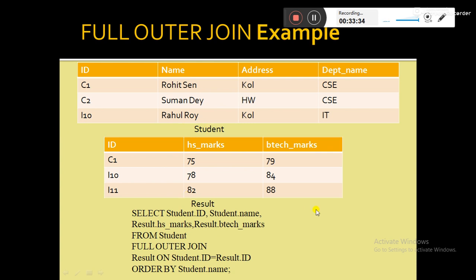So how many records will be there in full outer join? 3 from student, and out of 3, C1 and I10 are common, so total records: one for C1, one for C2, one for I10 and one for I11. So total all 4 records will be there in the result of full outer join. That means no value is missing. All the records from student and all the records from result get selected and displayed. No record is missed out in that example.